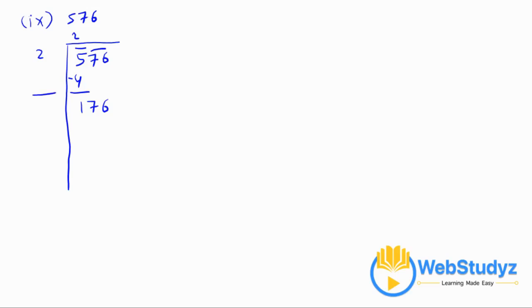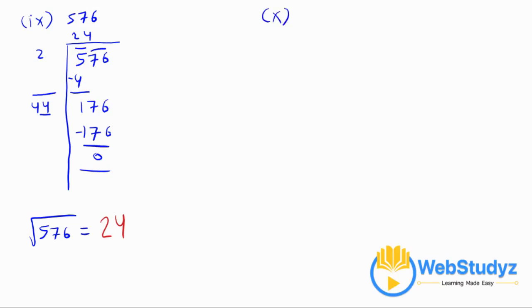Now doubling the value, we get 4 blank. If we take 4 and 4 as quotient, we will get 176 here, and subtracting this, we will get remainder 0. So we can say that under root of 576 will be 24.